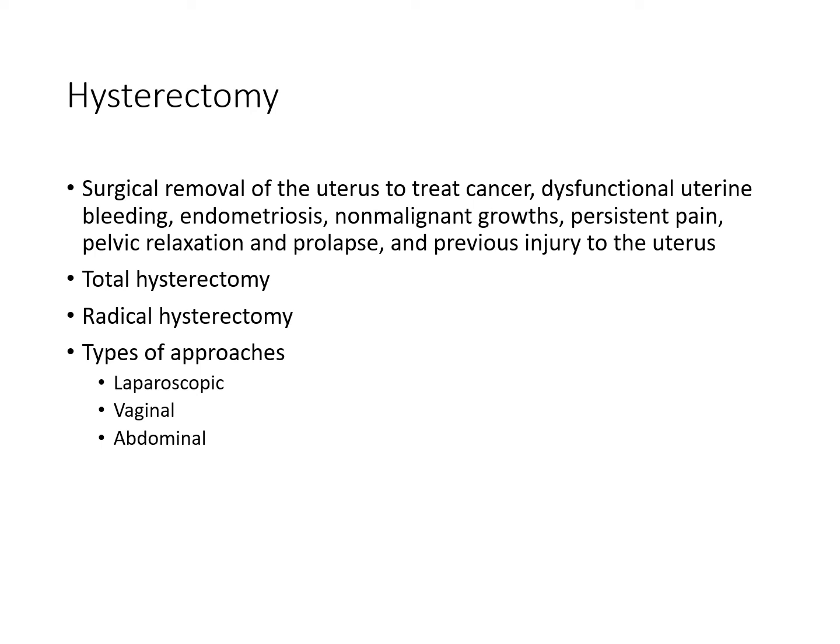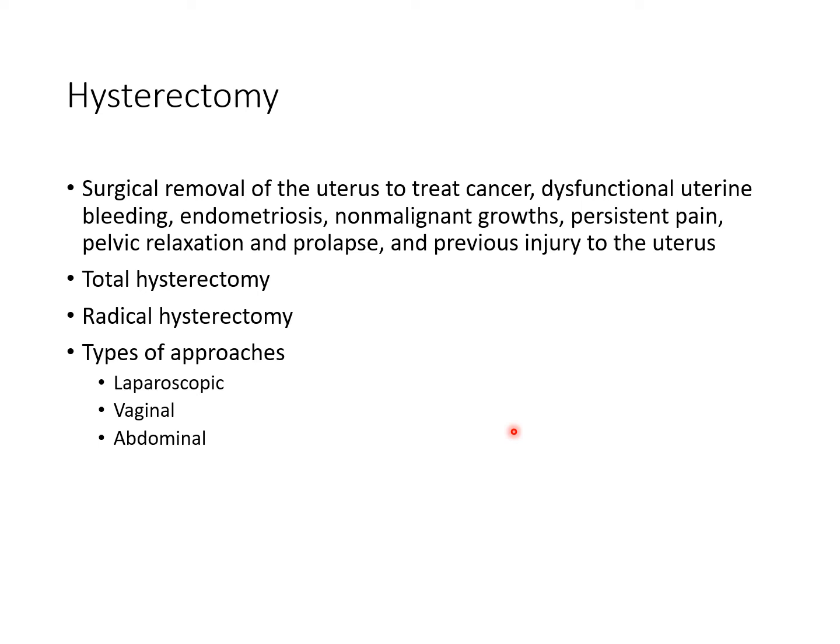All right, so this next couple of slides are basically just talking about a hysterectomy, and once again you have the notes already. So surgical removal of the uterus to treat cancer, maybe dysfunctional uterine bleeding to treat that, maybe to treat endometriosis, non-malignant growths, persistent pain, pelvic relaxation and prolapse, and previous injury to the uterus. So any of those conditions may require that a patient has a hysterectomy. We've discussed what a total hysterectomy is, what a radical hysterectomy is, all of that, right?